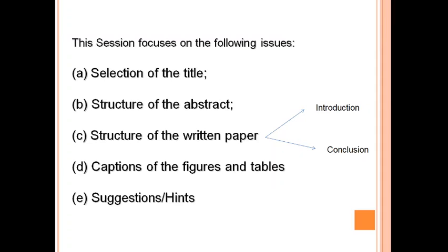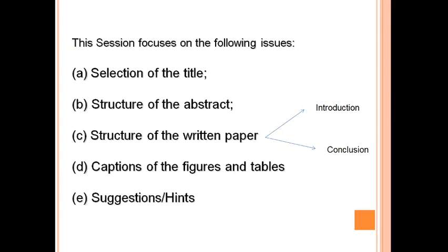Generally we do some experimentation, and then the question becomes from where I should start and what I should write. To answer all those questions we have this session. So the first topic is selection of the title. Here we will discuss what should be the title of any research paper.